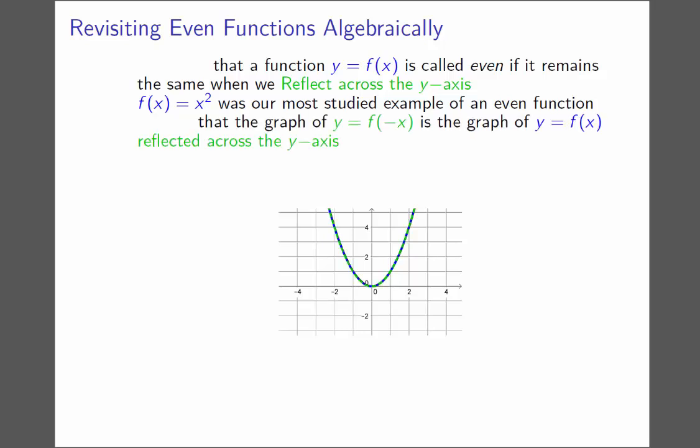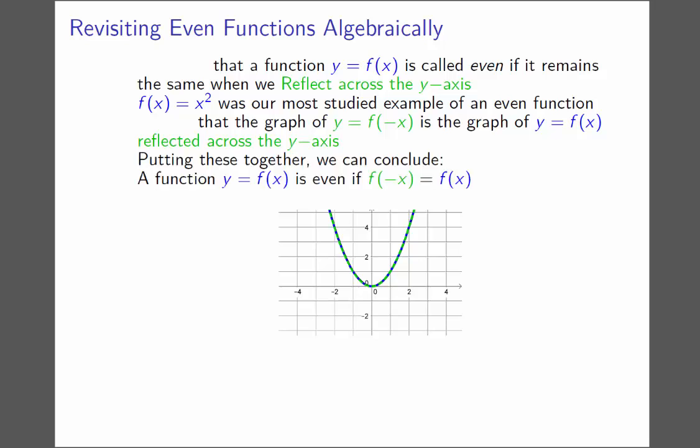We more recently saw that the graph of y equals f of negative x is the graph of y equals f of x reflected across the y-axis. So since the graph of y equals f of x reflected across the y-axis is the graph of y equals f of negative x, and this must be the same as the graph of f of x, putting these together, we can conclude that a function y equals f of x is even if f of negative x, the reflection, equals f of x, the original function.